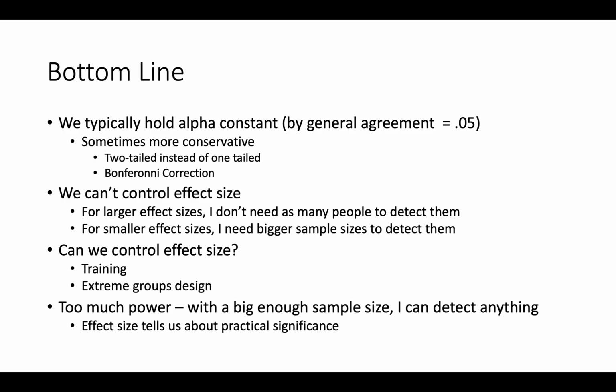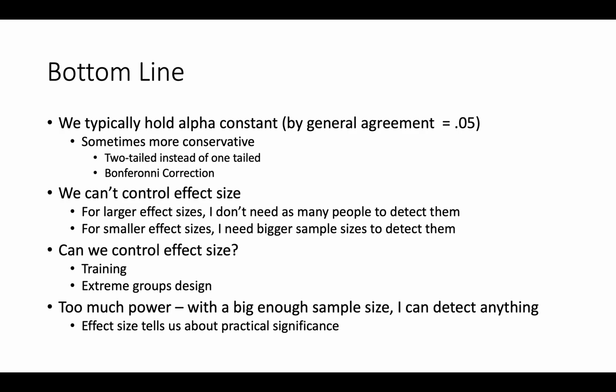We don't really control effect size, right? The effect size is what exists in the population. It's the difference between our two populations, or the strength of the relationship that dictates the effect size. For larger effect sizes, I don't need as many people. I can detect those. I don't need as sensitive a test, which means I don't need as big of a sample size.